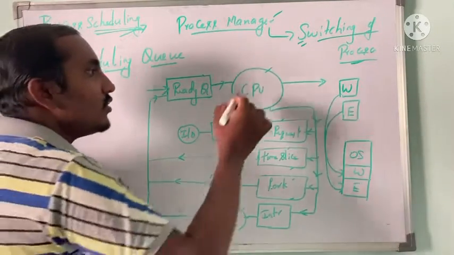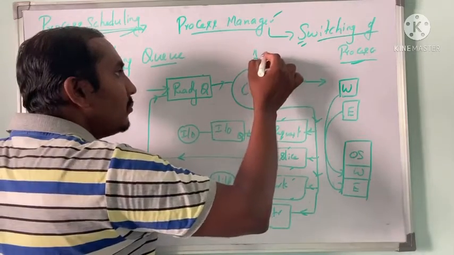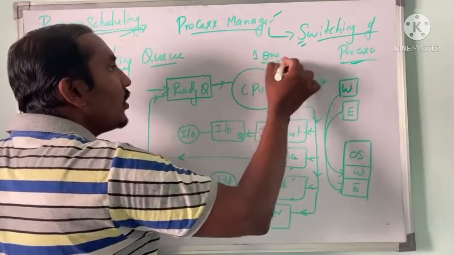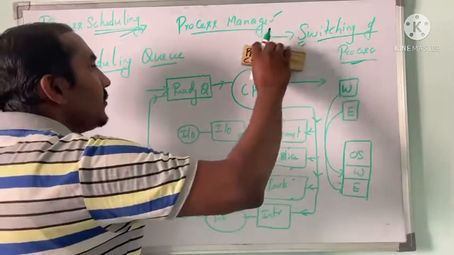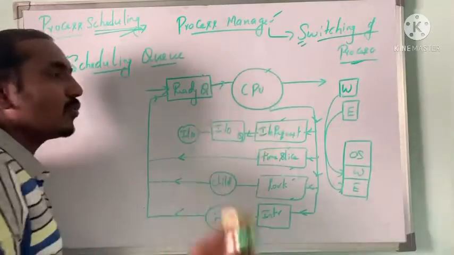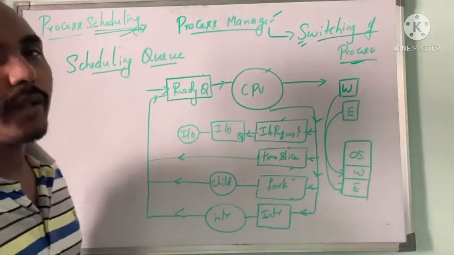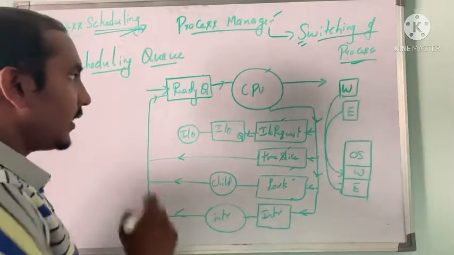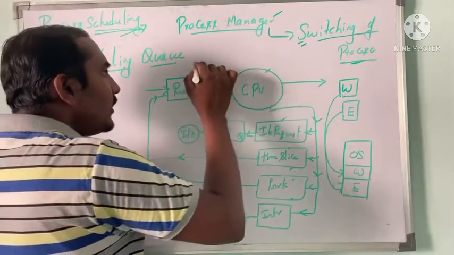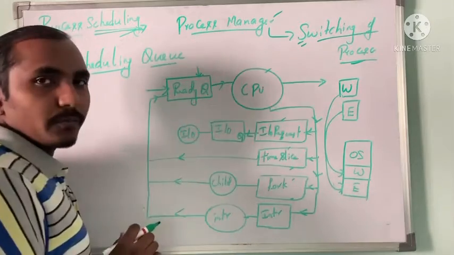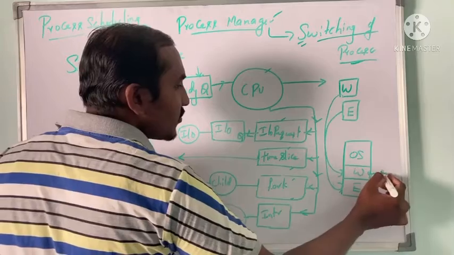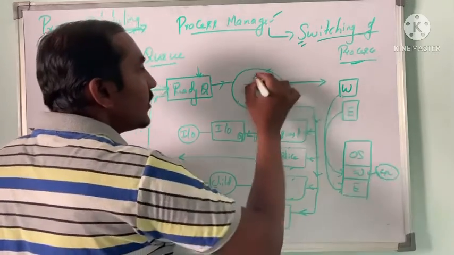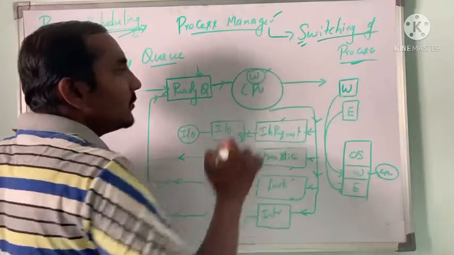As I told you, the CPU can execute only one process at a time. It cannot execute two programs, or two processes, at a time. In that case, all these three processes will be in the ready queue. Now, once the CPU selects MS Word for execution, the CPU will be executing MS Word.